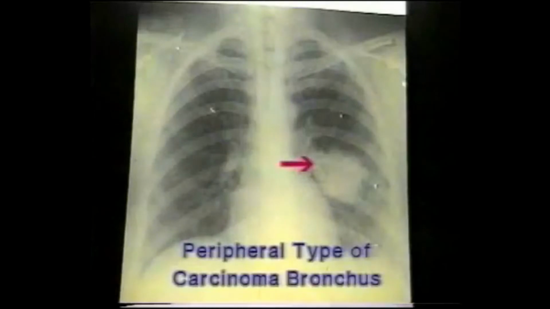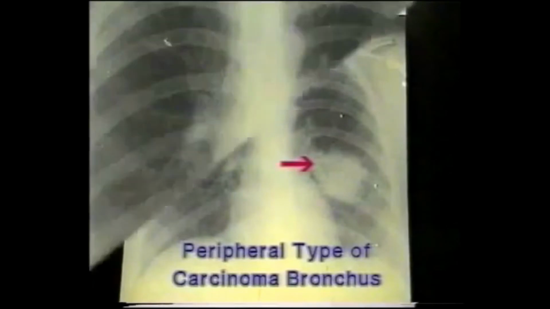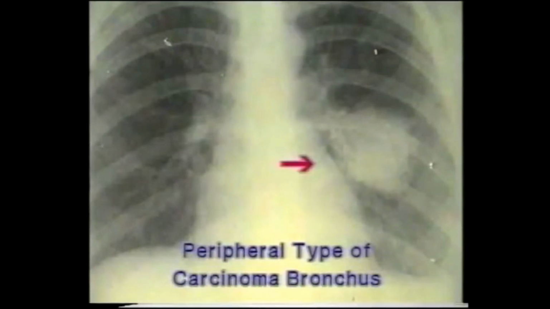This is another case of bronchogenic carcinoma affecting the left lower lobe. Note the dense rounded opacity a little distance away from the left hilum. This is a peripheral type of bronchogenic carcinoma. For differential diagnosis, we should also consider other causes of a coin shadow, which we will be studying shortly. But note here the dense shadow with a spreading border in the left lower lobe.